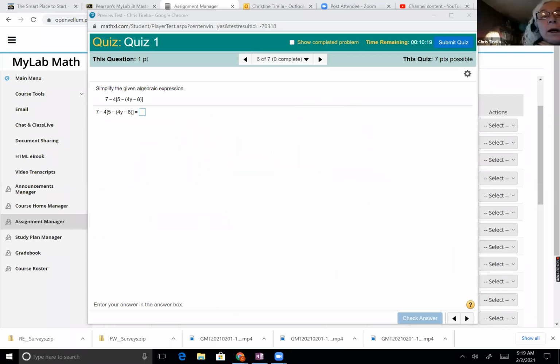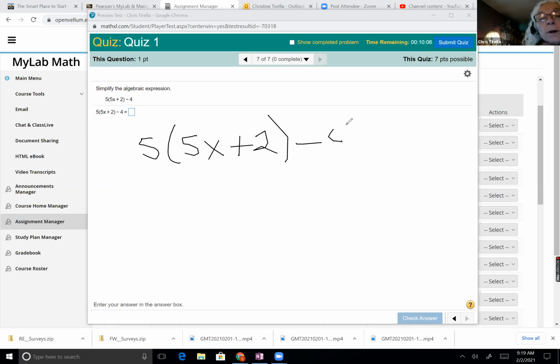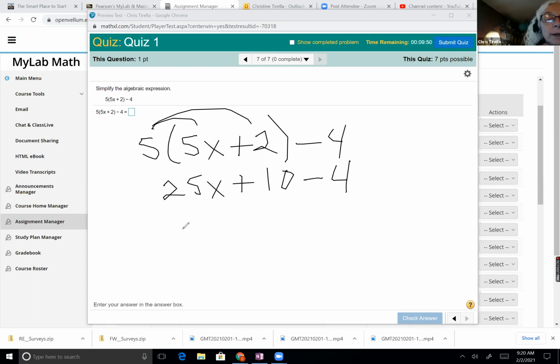Then last but not least, again, simplify the algebraic expression. What we have here is 5 parentheses 5x plus 2, close parentheses, minus 4. Order of operations inside. Here I can't do anything inside, so I'm going to distribute, giving me 25x plus 10 minus 4. And then 10 minus 4 is 6, so the final answer would be 25x plus 6. And I think I remember pretty much everybody getting that one right.